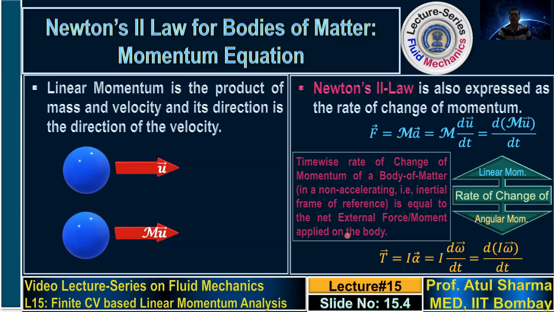Now note that this expression is given for a non-accelerating frame of reference, which we call an inertial frame of reference, where the system that we are studying is either stationary or moving with constant velocity. The acceleration of the system is 0.